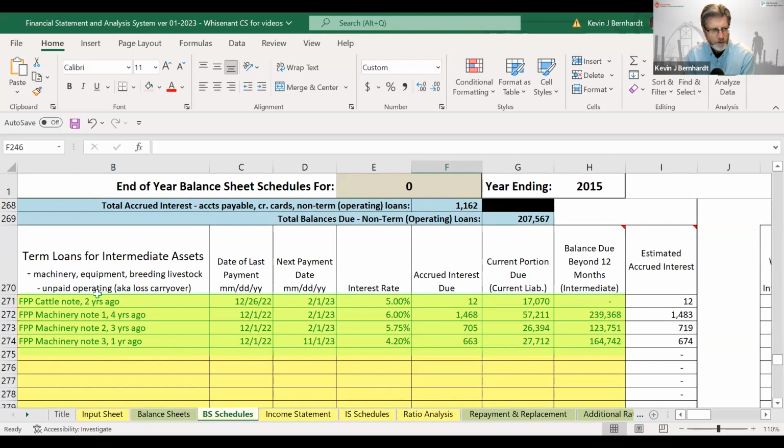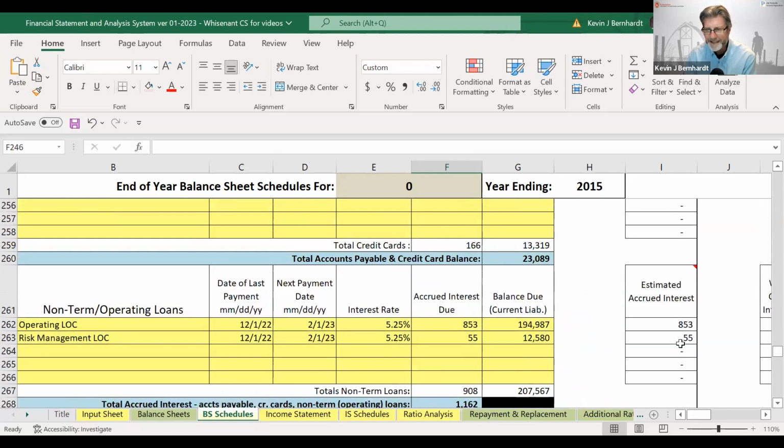We have several loans for capital assets. We have a cattle loan that was taken out 2 years ago. We have 3 different machinery loans. You can see the date of the last payments there recorded. You can see when the next payment date is. All of those have an interest rate associated with them.